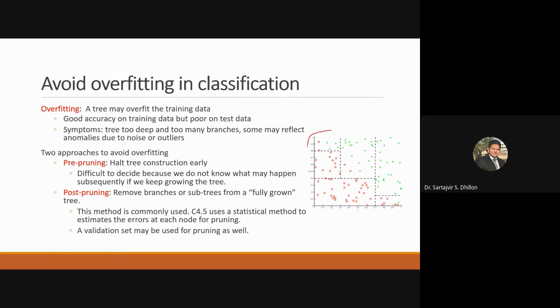I already explained this part: there is an overfitting problem in the decision tree.